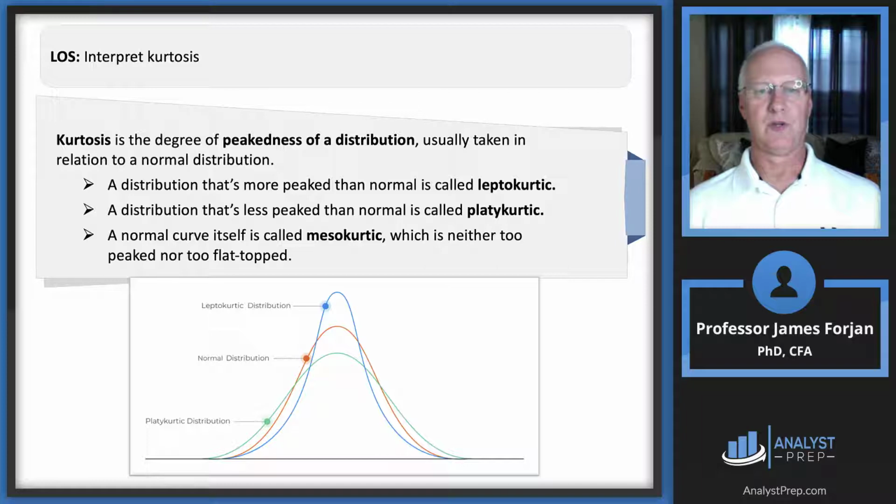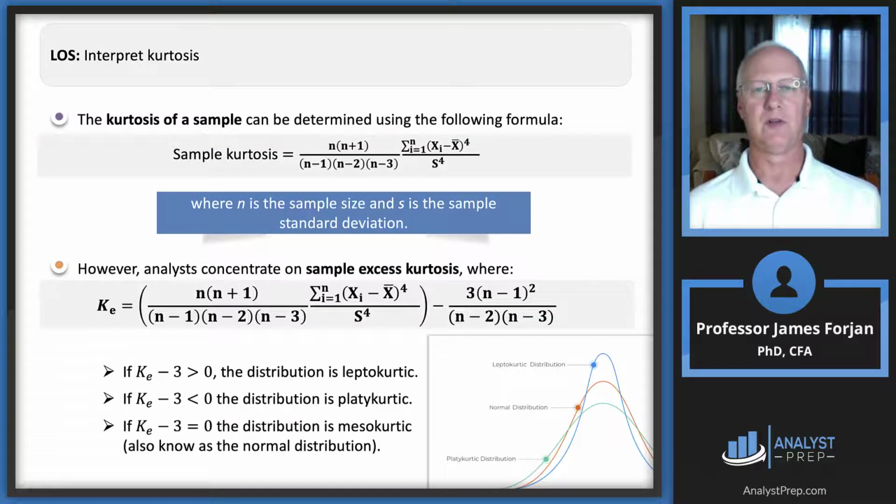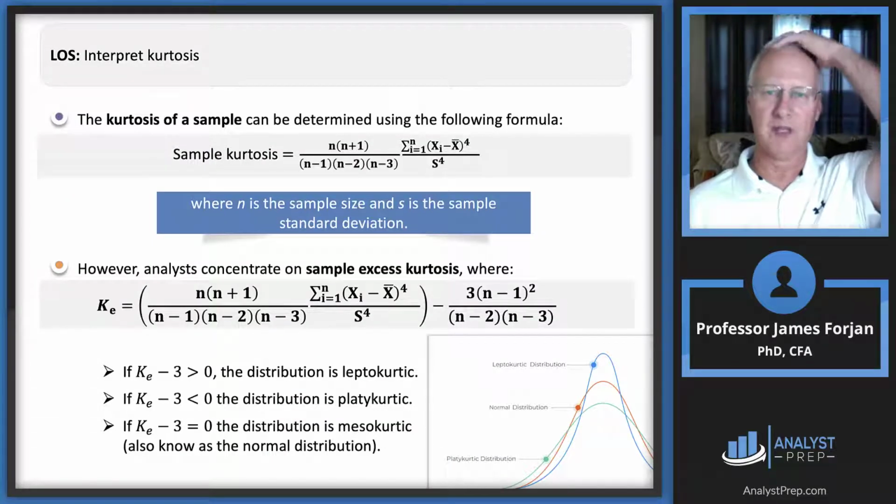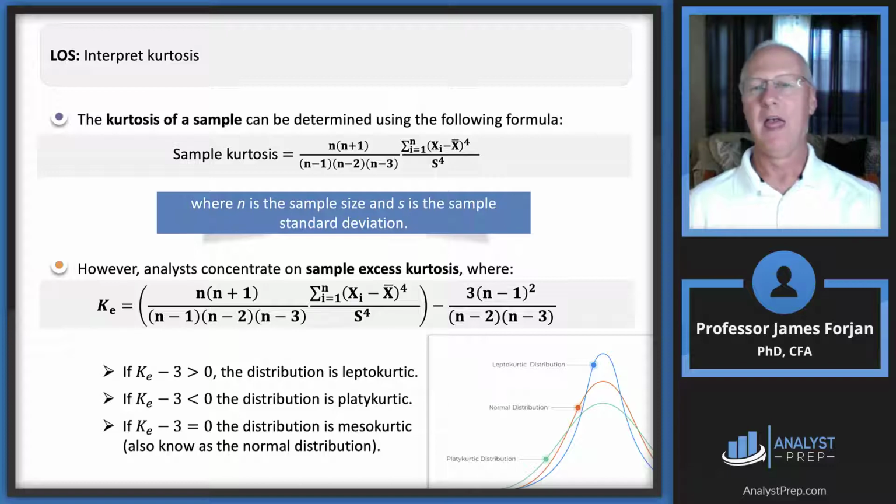Now, notice the normal distribution is neither too peaked nor too flat topped. And so you're thinking to yourself, wait a minute, Jim, let's go ahead and show me that formula. So there it is at the top. And we're doing the same thing, right? We're taking each observation and we're subtracting it from the mean, but we're not raising it to the 2nd power. We're not raising it to the 3rd power. We're raising it to the 4th power because it is the 4th moment of the distribution.